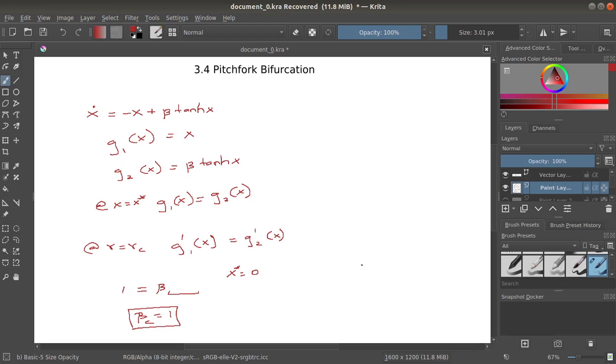I will also leave the bifurcation diagram for this system as an exercise, so that you will be able to verify whether it's a supercritical pitchfork bifurcation or a subcritical pitchfork bifurcation.